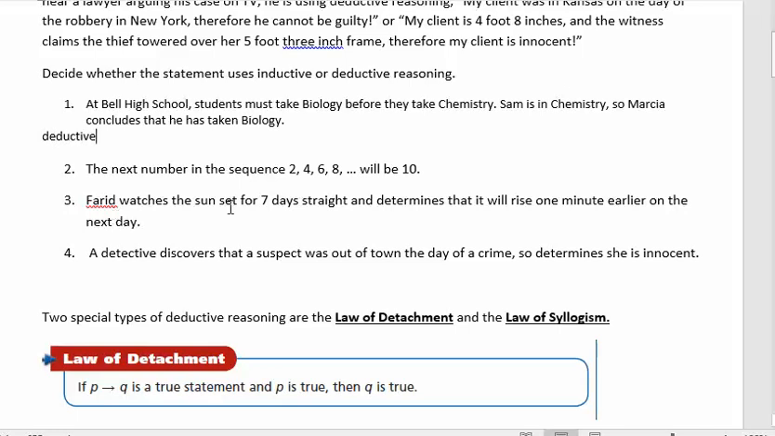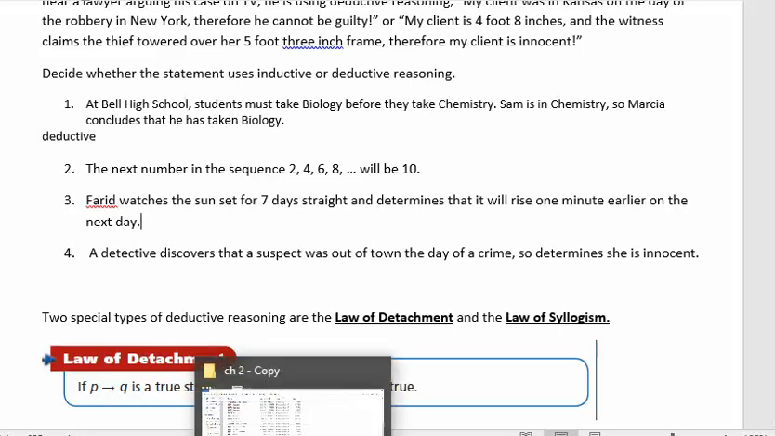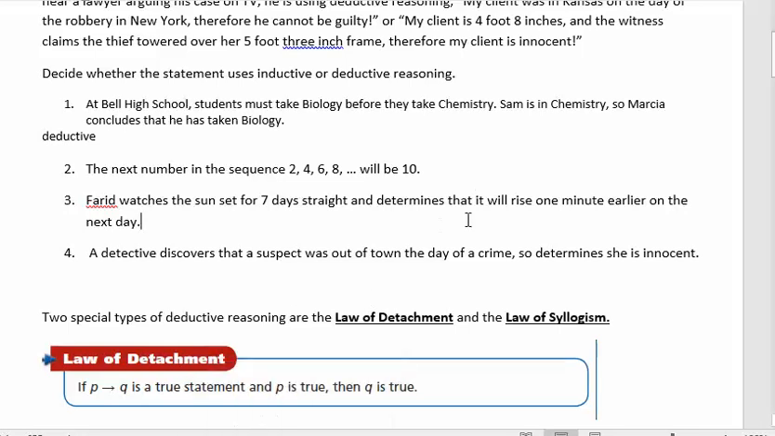Number 2, the next number in the sequence will be 10. 2, 4, 6, 8, blank, blank, blank. You're looking at a pattern or what's happened before, that's inductive. Number 3, Fareed watches the sun set for 7 days straight and determines that it will set 1 minute earlier on the next day. He started out on day 1, he looked at what would happen, he wrote it down, then he did it on day 2. He's looking at a pattern. So then you decide if it's inductive or deductive.